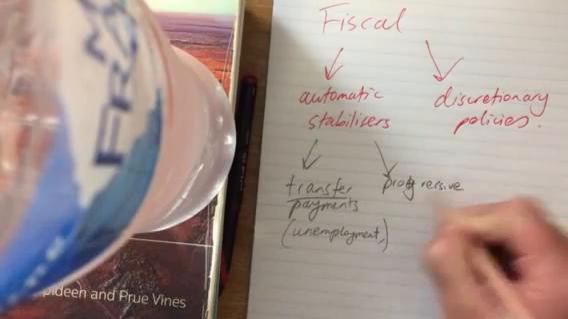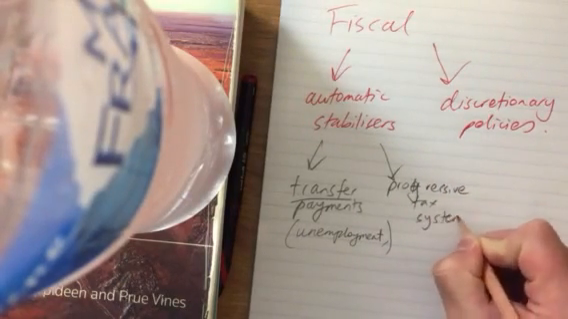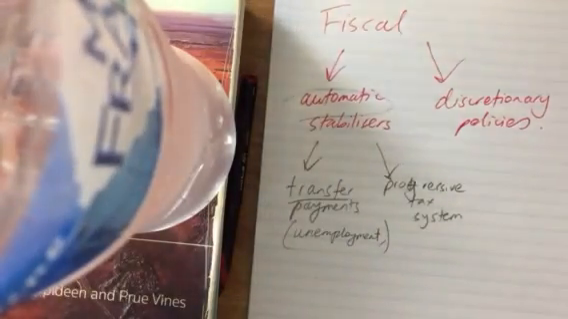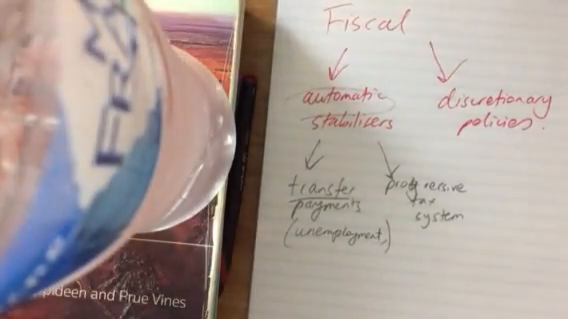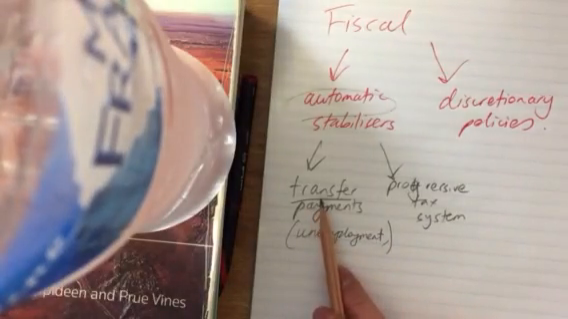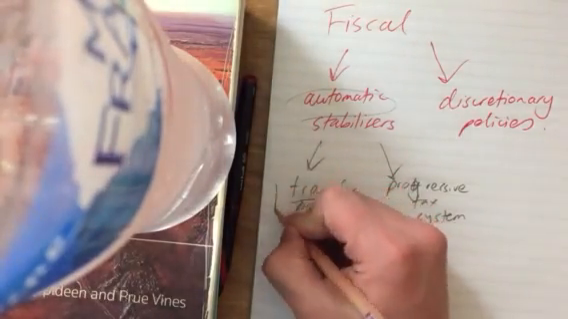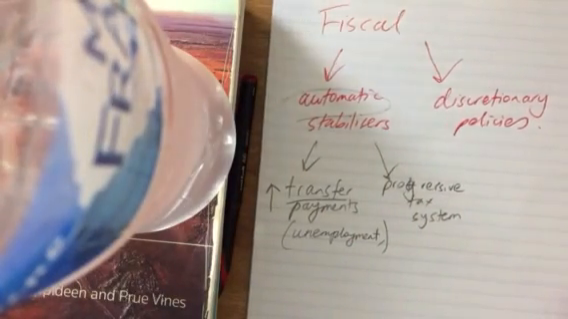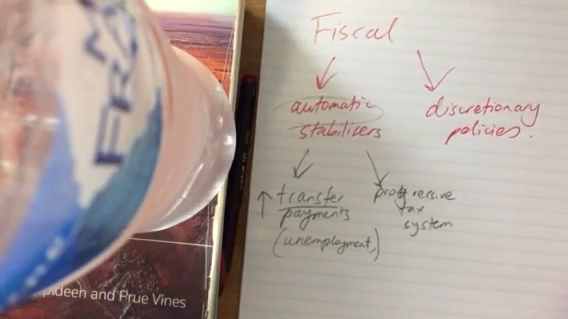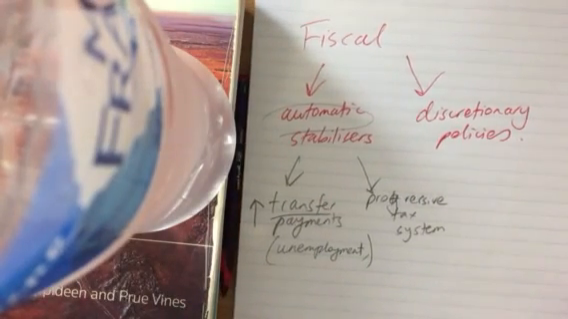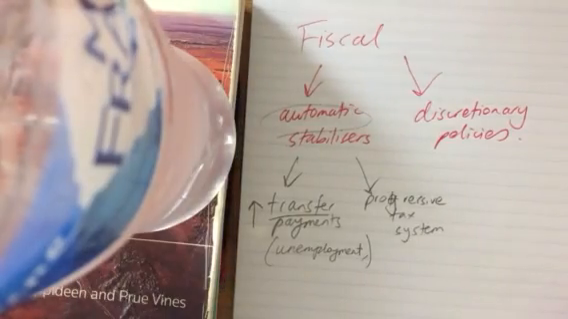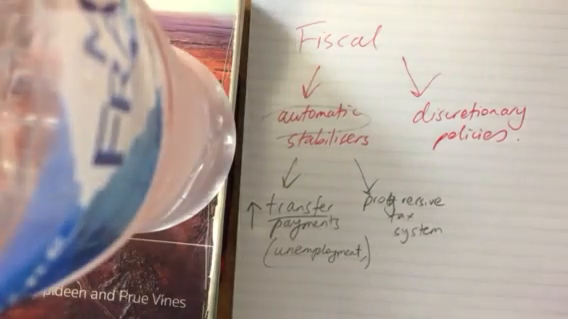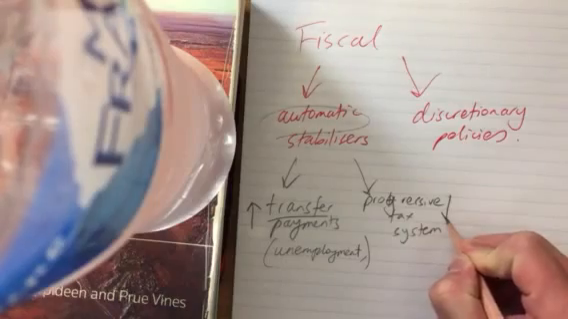Progressive tax system. So why is it automatic stabilizing? Because if the economy's in a recession, what's going to happen to the transfer payments? Transfer payments are going to increase because more people get unemployed. And the progressive tax system, remember that's when we have different tax brackets where you get taxed at a higher marginal rate when you make higher income. We were talking about the recession, so people are going to make less income, so they're going to move into lower marginal tax brackets, so progressive tax is going to decrease.